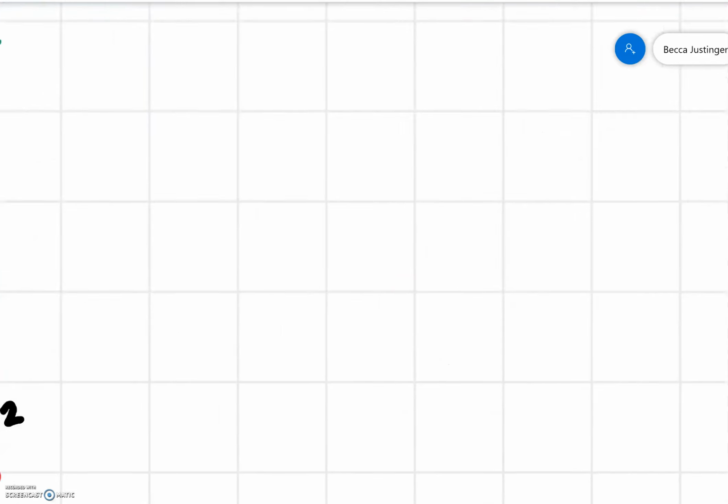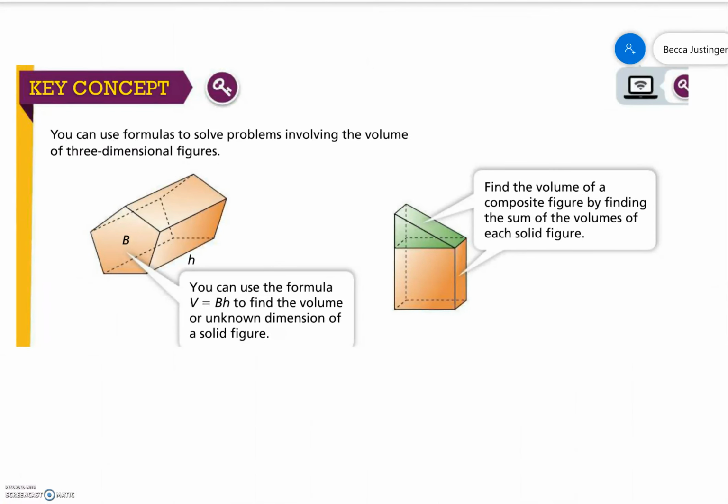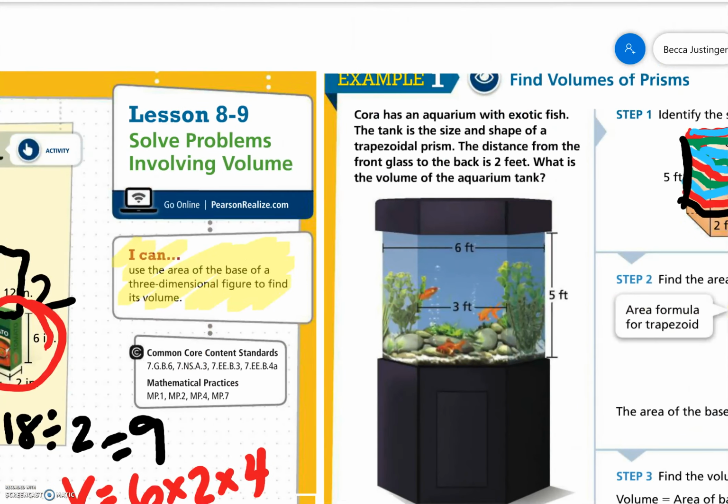All right, key concept. You can use formulas to solve problems involving the volume of 3-dimensional figures. You can use the formula volume equals big B times H to find the unknown dimension of a solid figure. Find the volume of a composite figure by finding the sum of the volumes of each solid figure. All right, 7th grade, let's say it for the last time this year. I can use the area of the base of a 3-dimensional figure to find its volume.